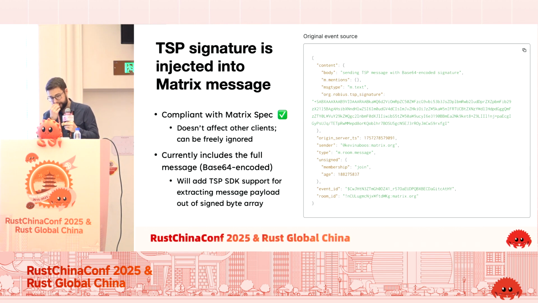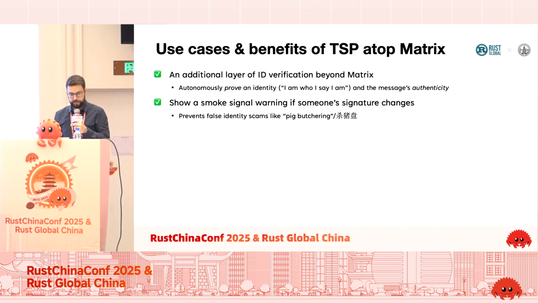So the way that this works is currently we sign the whole message and inject that signature directly into the message, and this is the spec-compliant way to do it. You can see that fourth field in the content struct is our TSP signature. The good thing about this is it doesn't affect any other clients. So if you don't have a TSP-enabled build of Robrix or use an Element or another Matrix client, no problem, still works. So we have a lot of additional benefits.